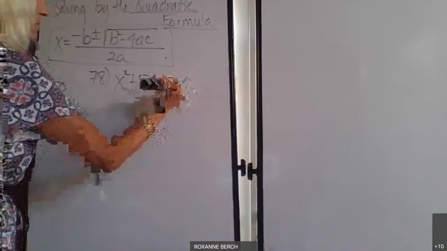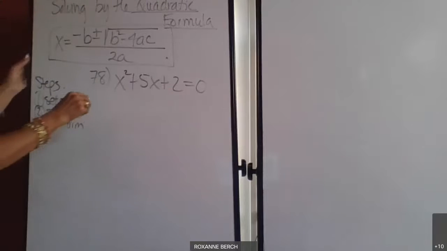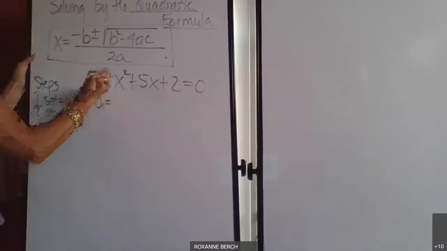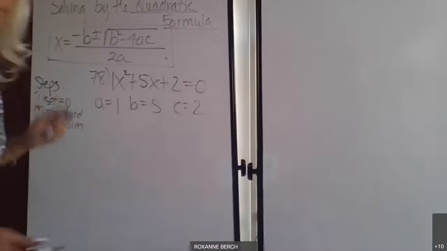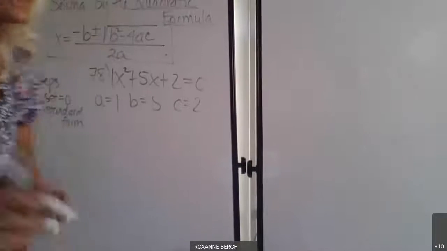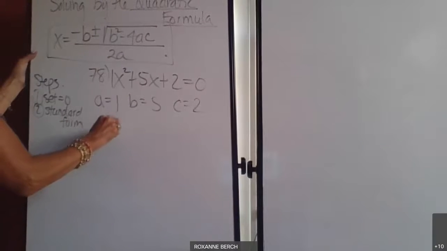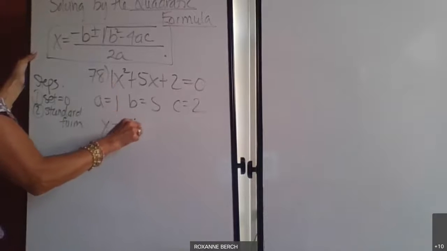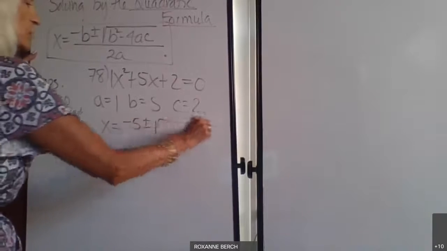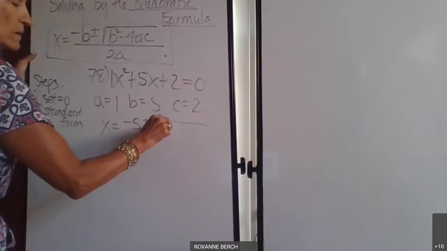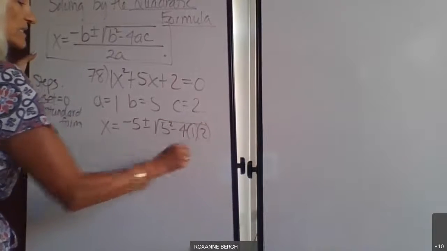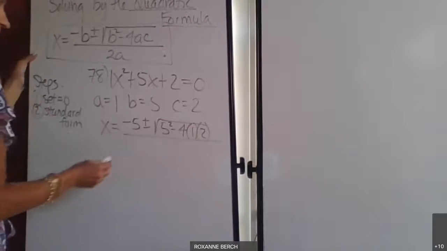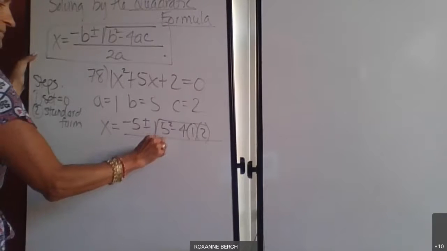Well, it's set equal to zero and it's in standard form. So we know that A is one, B is five, C is two. So x is equal to negative B plus or minus the square root of five squared minus four times A times C, all divided by 2 times 1.